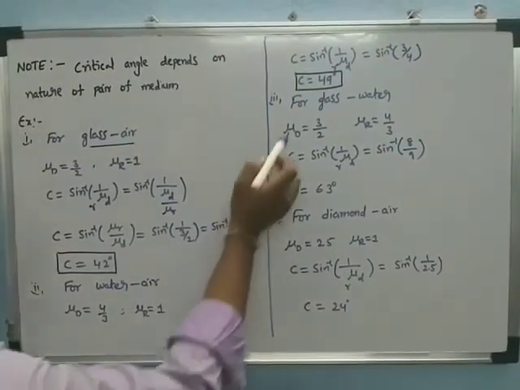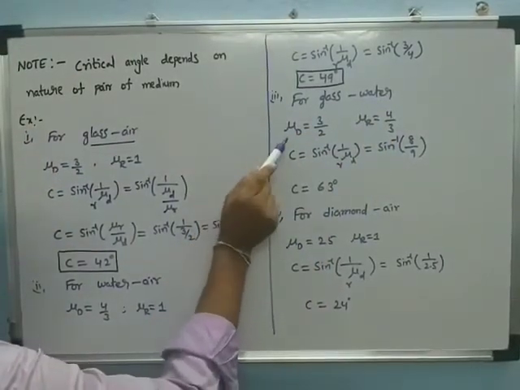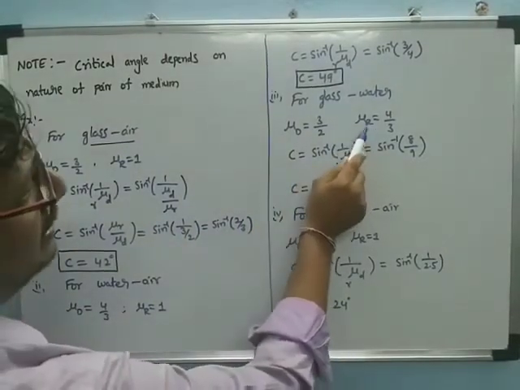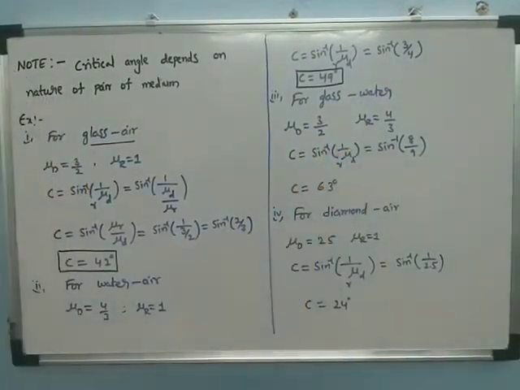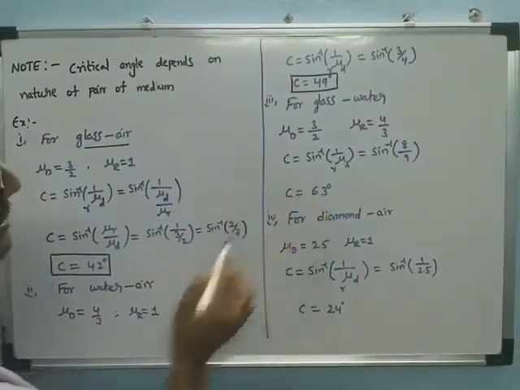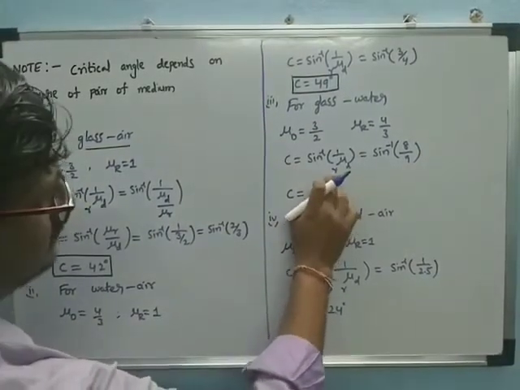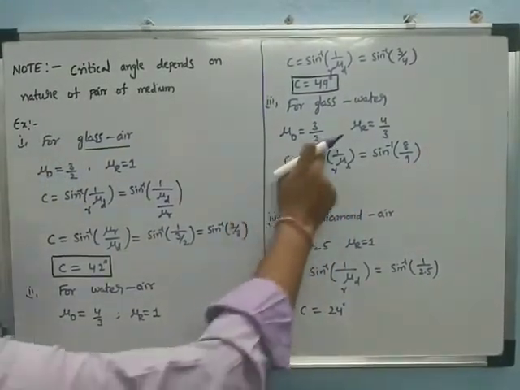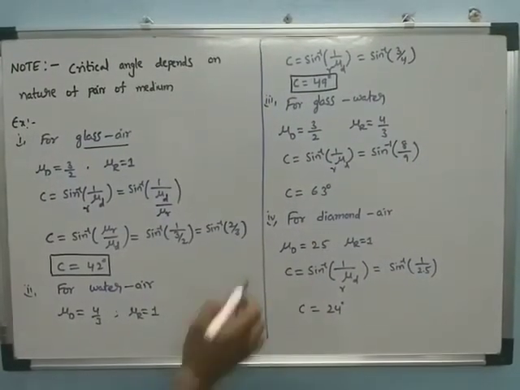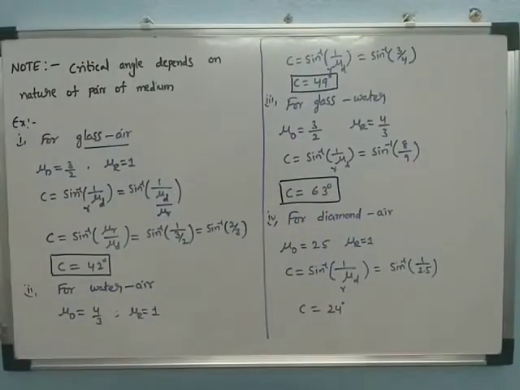The third one is glass and water. Here the refractive index of the denser medium, glass, is 3/2, and the refractive index of the rarer medium, water, is 4/3. Again C is equal to sin inverse of 1 by the refractive index of the denser medium with respect to the rarer medium. Substituting the two values, that is sin inverse of 8/9. The critical angle C is equal to 63 degrees.